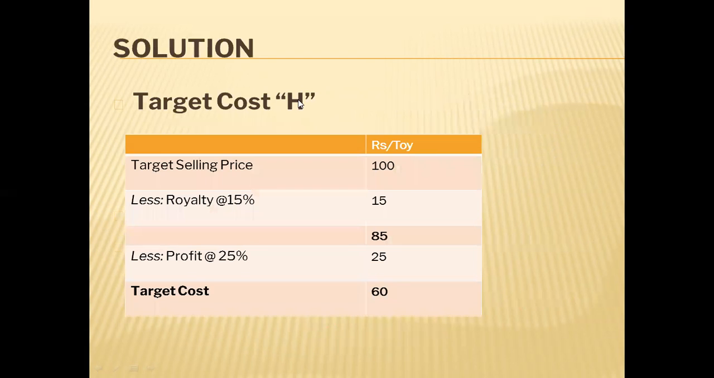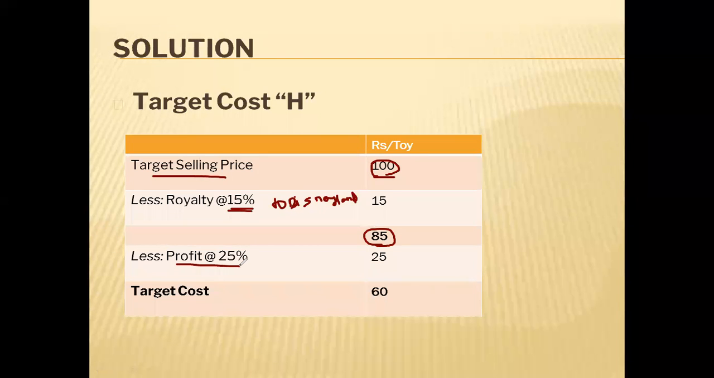See, what is the targeted selling price? 100 rupees. Royalty is 15%. So you have to give royalty also, no? So your selling price will be 85 rupees only. 100 rupees is the selling price. Out of that, 15% you have to give as royalty to Disneyland. It is said in the question, no? You have to give royalty of 15% to Disneyland. So 100 minus 15 is 85.